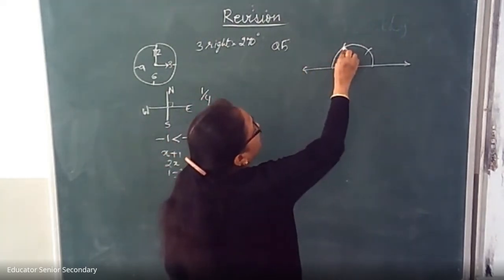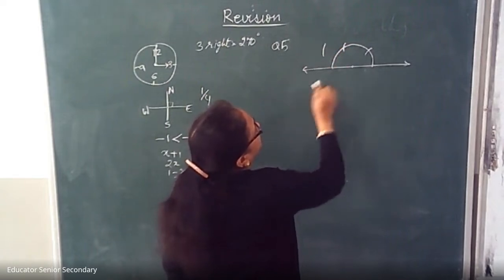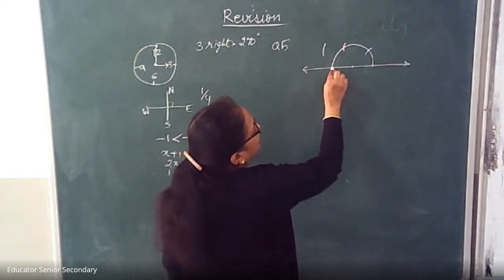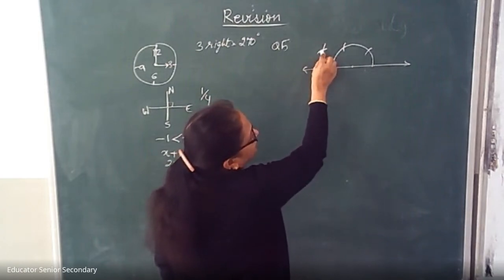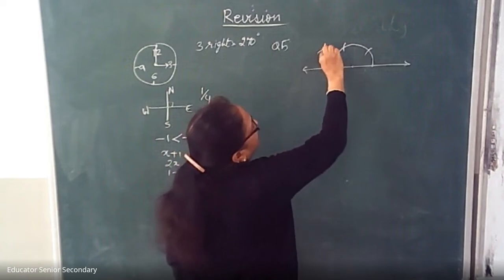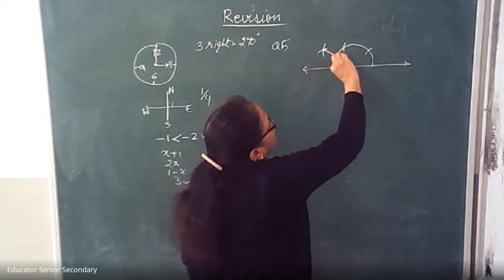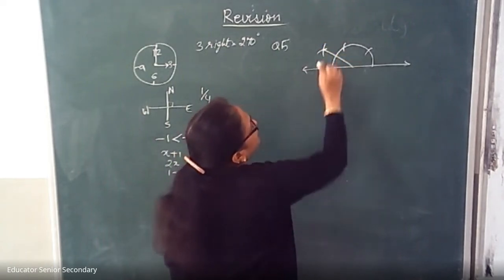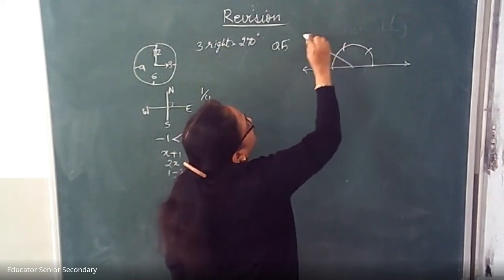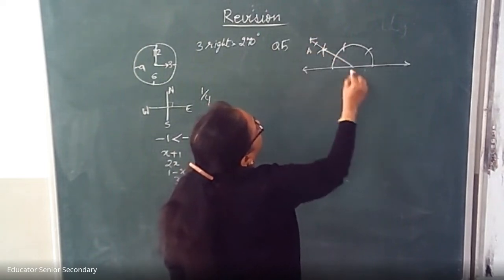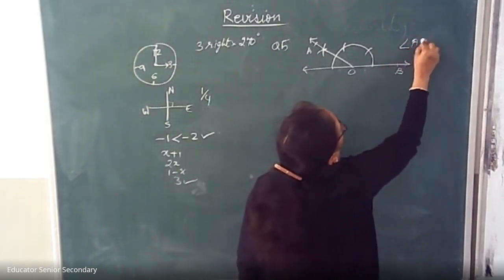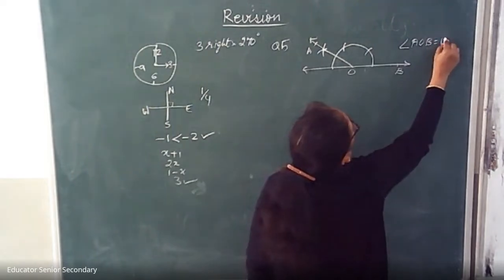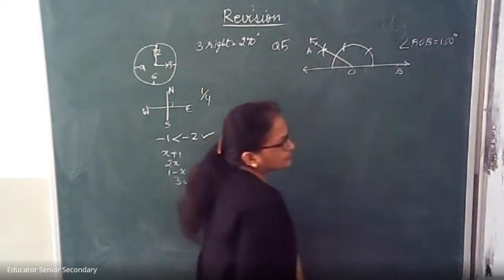Now putting your compass here, you make an arc on this side. Put your compass at 180 and make one arc so that the two arcs intersect each other at a point. Now using a scale, join this point of intersection to the point from where you made the semicircle, and extend it. Label it as A, O, B and then write angle AOB is equal to 150 degrees.